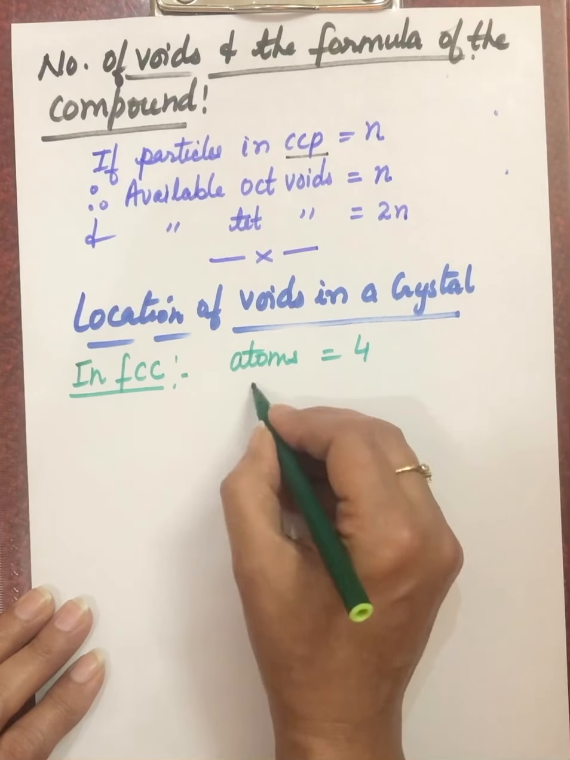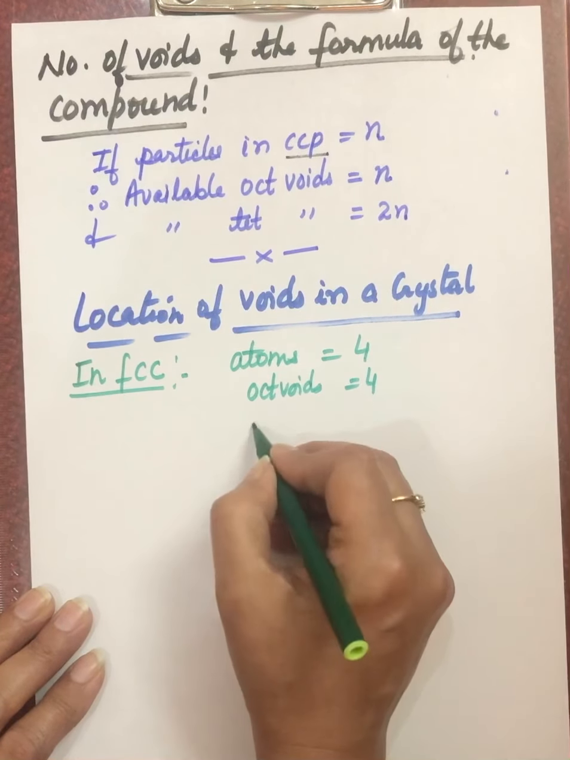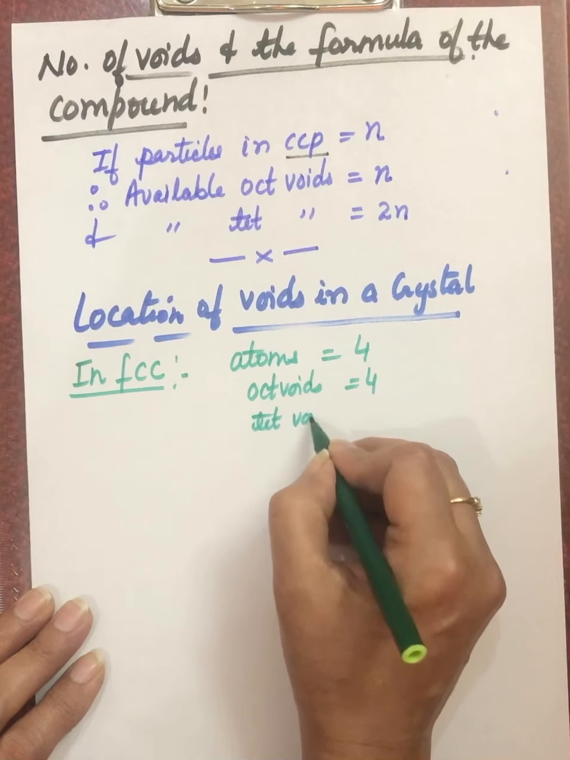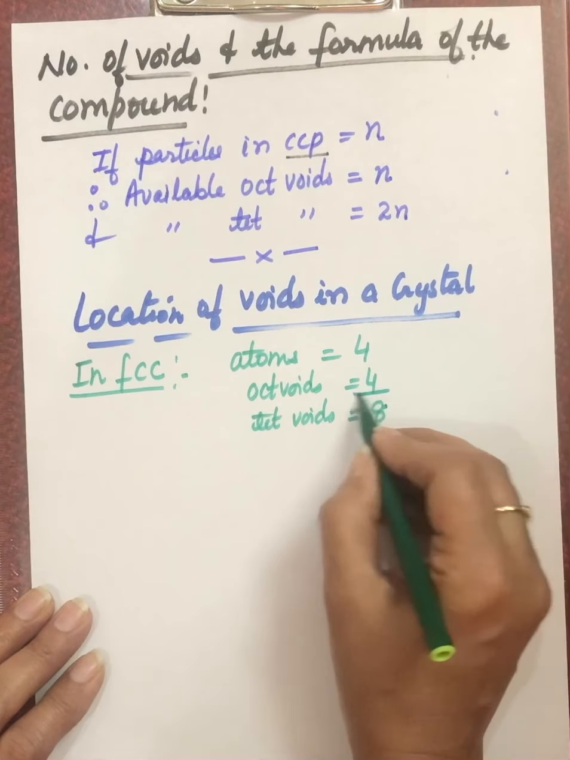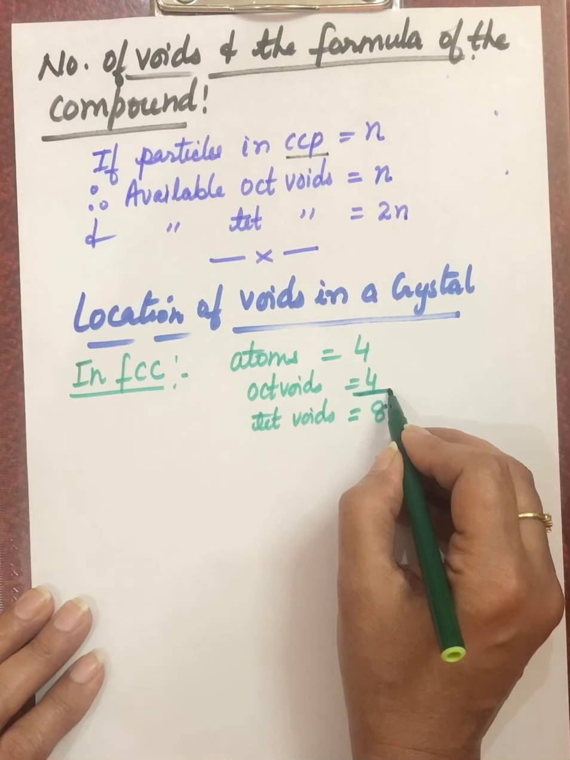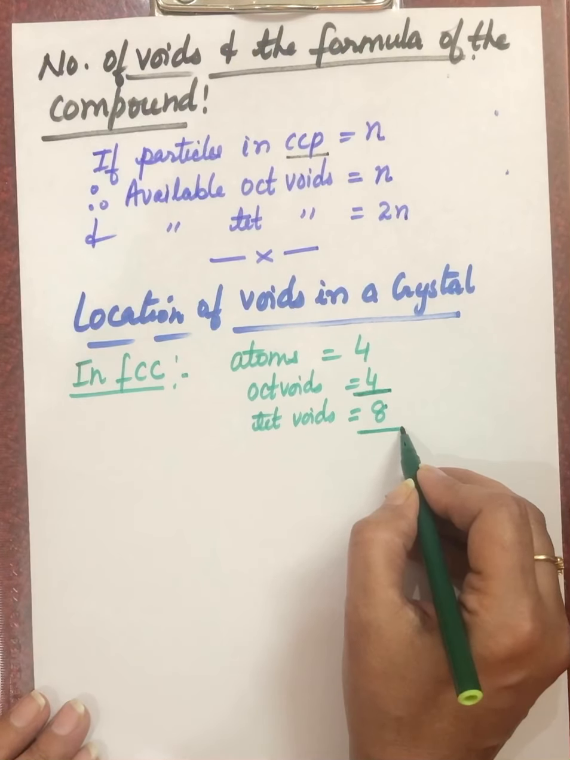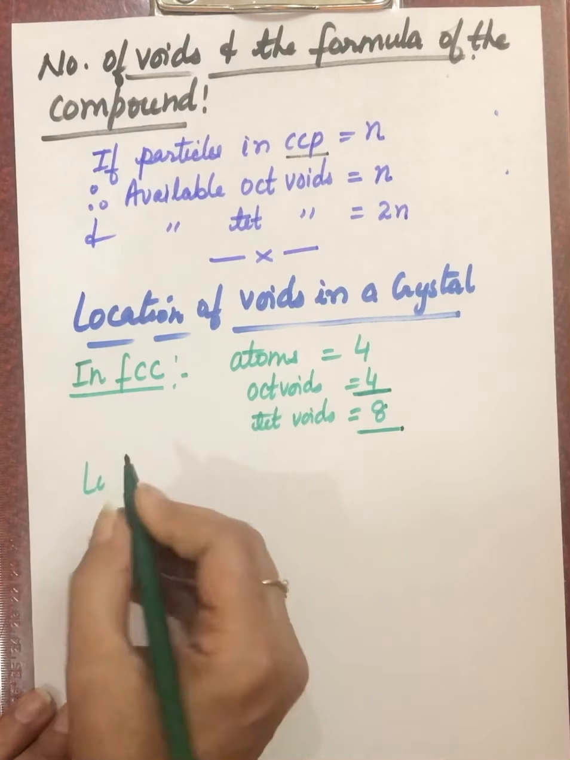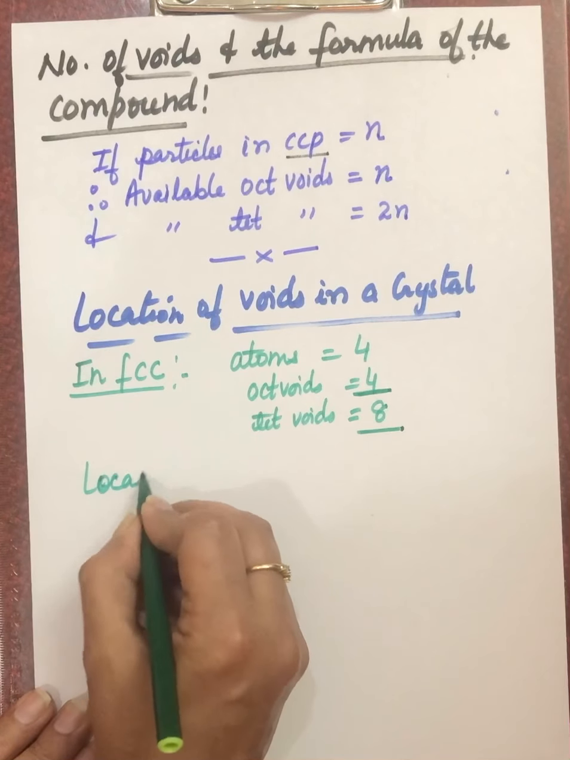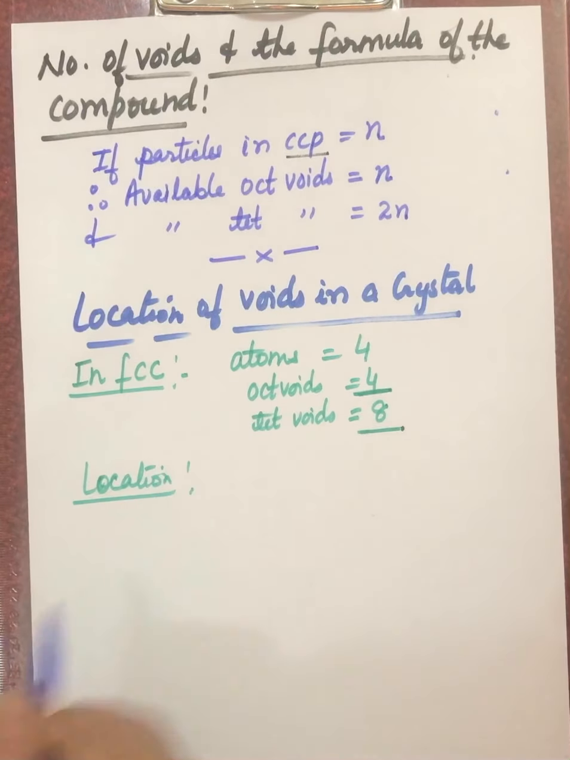4. So how many octahedral voids will be available in the structure? 4. And how many tetrahedral voids will be available in the structure? Double of these, 8. So where are these 4 octahedral voids present? Where are these 8 tetrahedral voids present? This is the topic, the location of these. This is the number of these, and now we come to the location where they are present. First is octahedral voids.